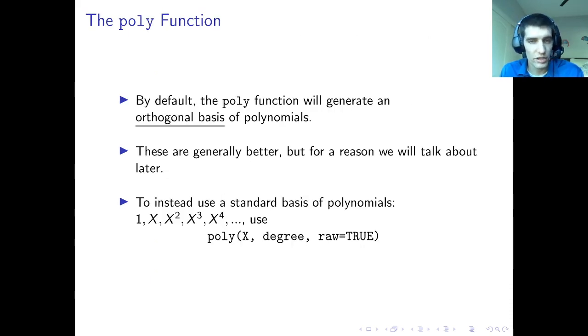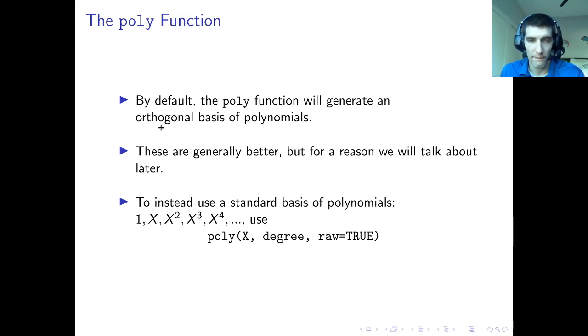So the poly function, I mentioned that it doesn't generate polynomial coefficients by default. By default, it actually generates an orthogonal basis of polynomials. And what that means is basically it generates these three polynomials such that they are uncorrelated with each other, but you can still generate a cubic polynomial from them.